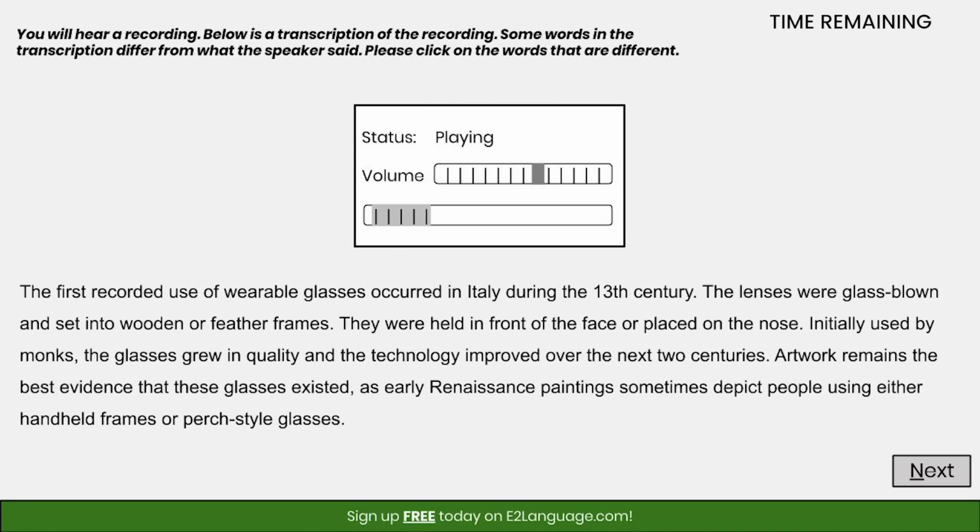The first recorded use of wearable glasses occurred in Italy during the 13th century. The lenses were glass-blown and set into wooden or leather frames. They were held in front of the face or perched on the nose. Initially used by monks, the glasses grew in popularity, and the technology improved over the next 2 centuries. Artwork remains the best evidence that these glasses existed, as early Renaissance paintings sometimes depict scholars using either handheld frames or perched-style glasses.